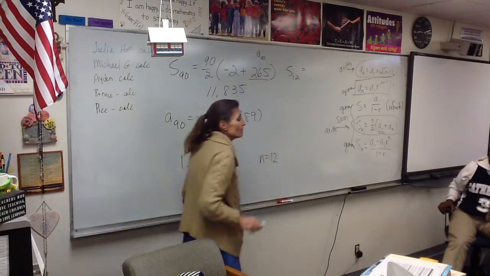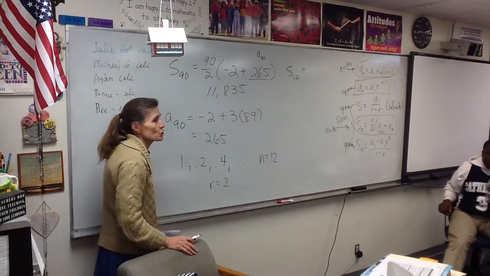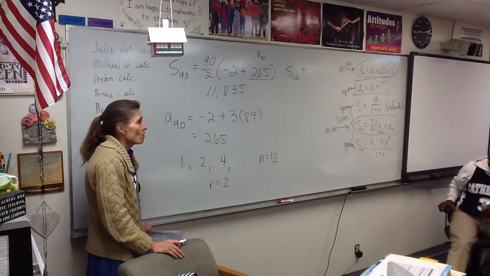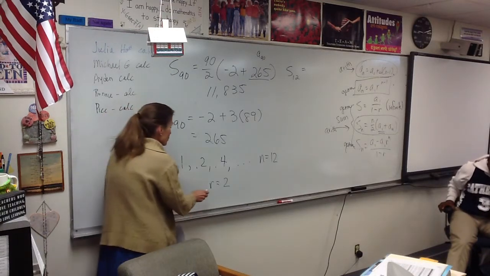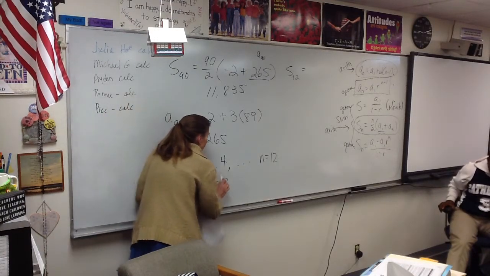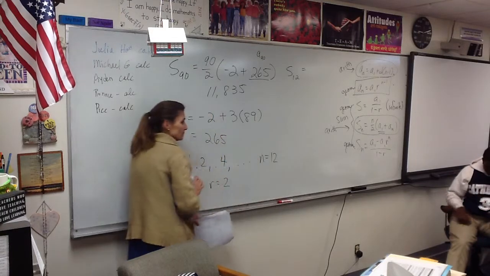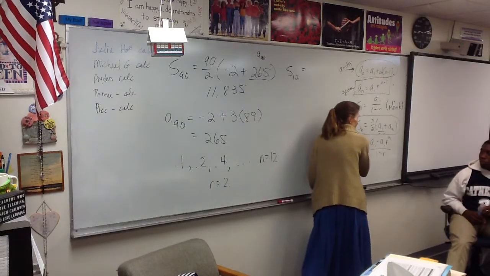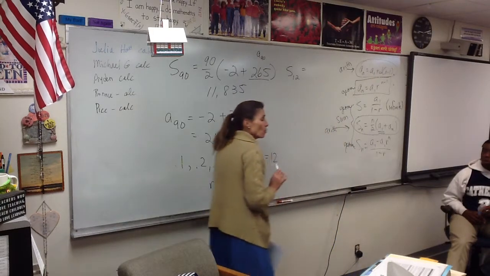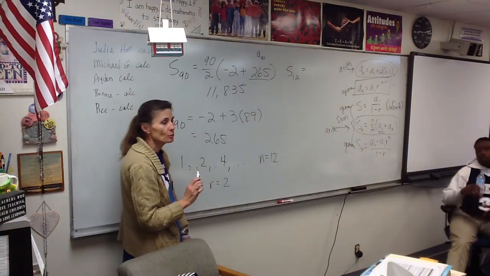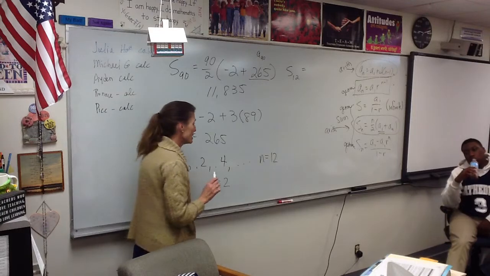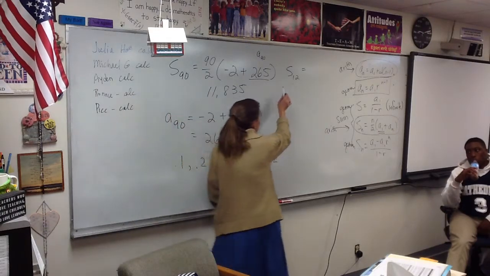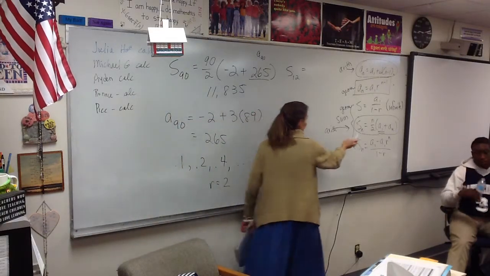All right, S sub 12. S sub 12. Which formula am I going to use since I am multiplying by 2? I'm going to use the bottom one. That's geometric. When you multiply by 2, it's geometric. So here we go. The sum of 12 terms. How do I start?